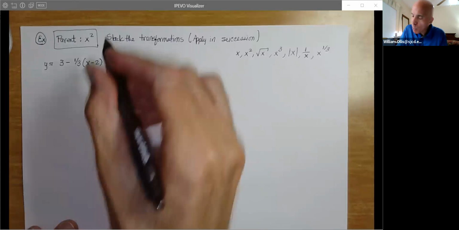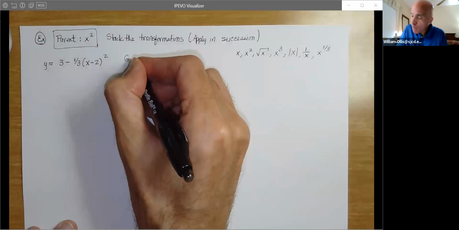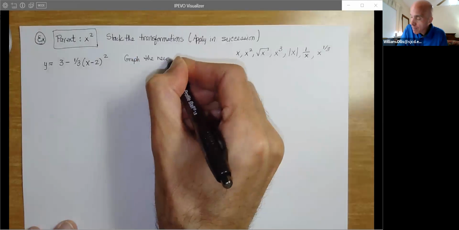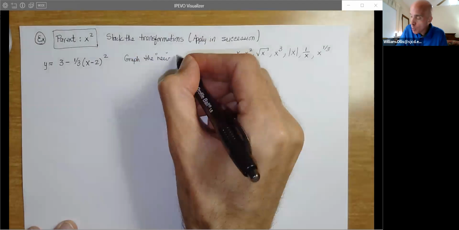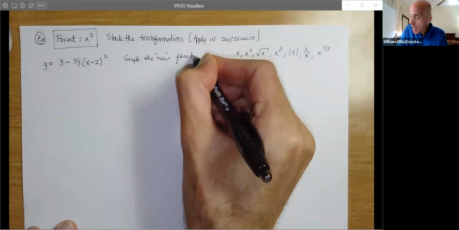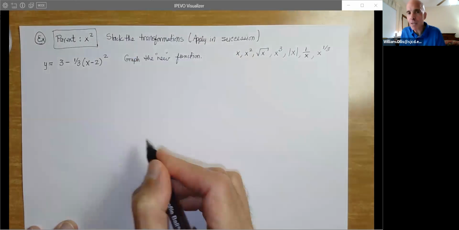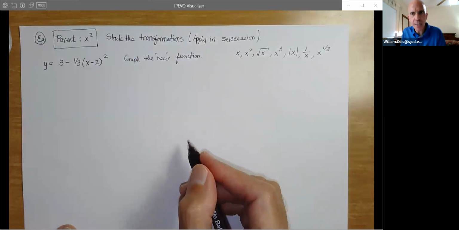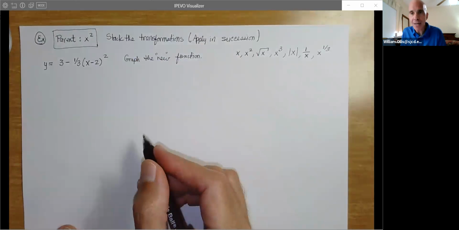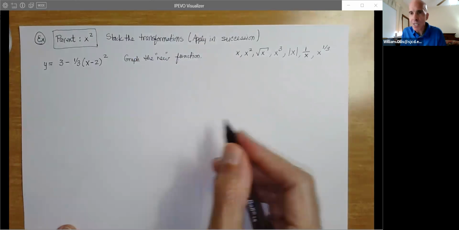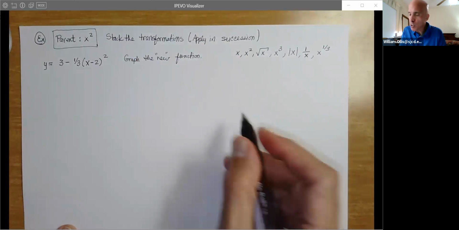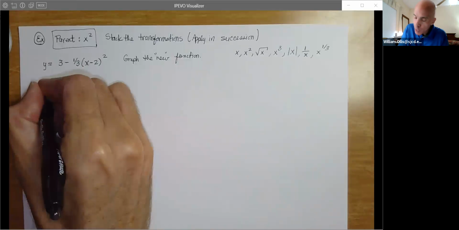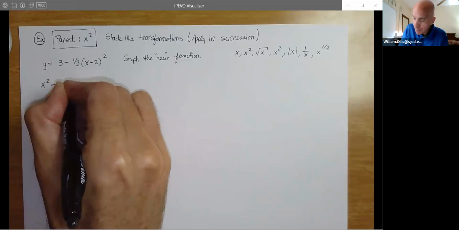So what we want to do is graph the new function. Now I'm going to do a little bit of extra work. I'm going to go ahead and do the X and Y intercepts just to get some practice. You know about these. I just want to do some extra practice, but basically we're going to take 3 simple points from the x squared function and move them. Now, what we want to do is stack the transformations.